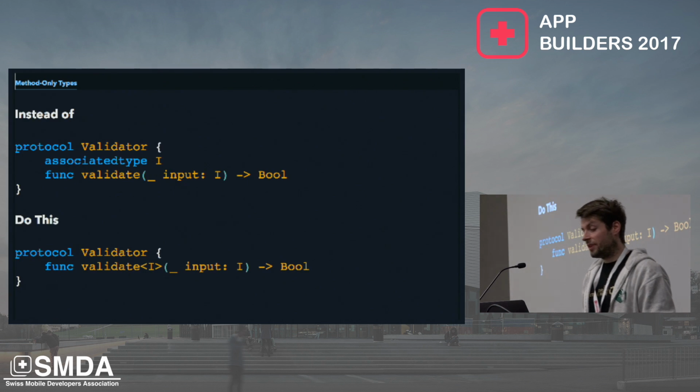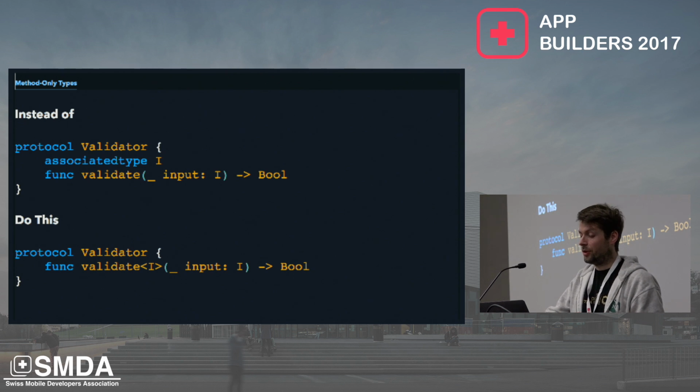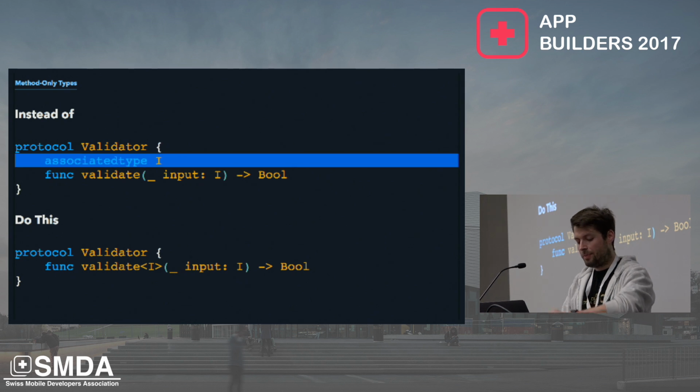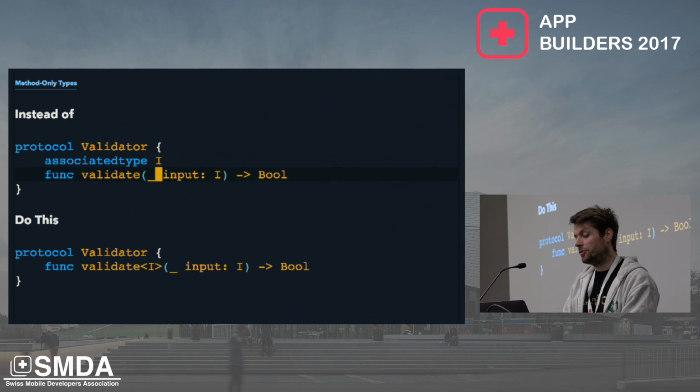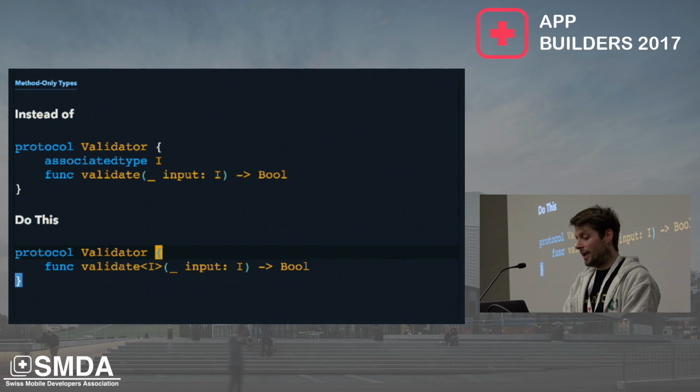Another thing that often happens is that you need the associated type only because you need some sort of generic type on the protocol. In this case, we have a protocol called validator. And this validator has an associated type. And this associated type is just used to validate something coming in and giving out the bool, whether it's valid or not. And instead of doing it this way, what you can also do is add the type as a generic type into the function, and this allows you to still use the validator protocol, but not depend on any associated types.